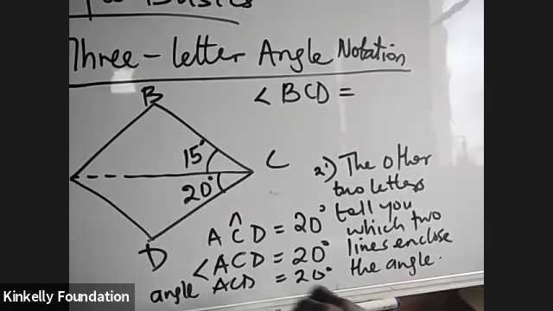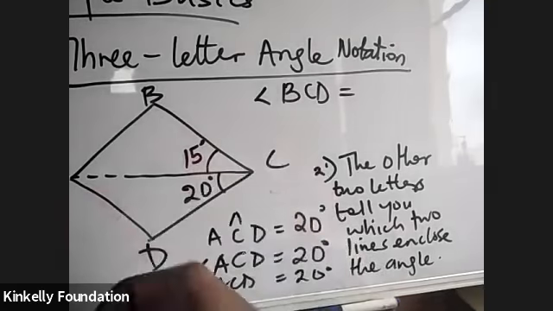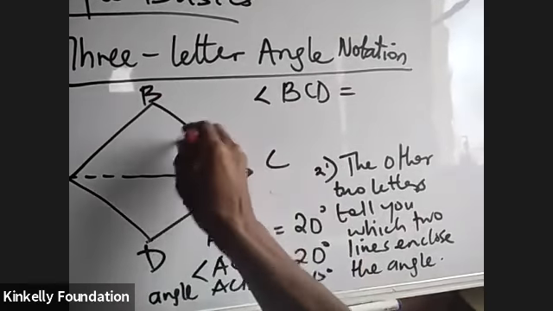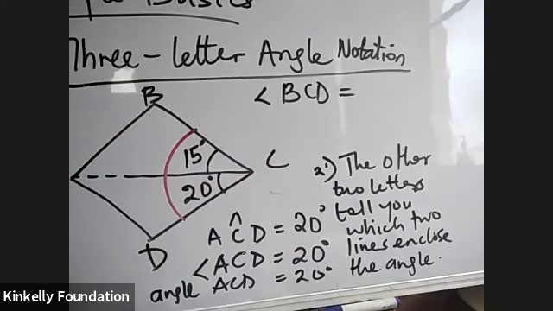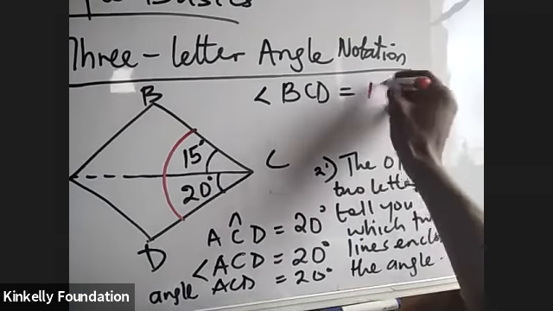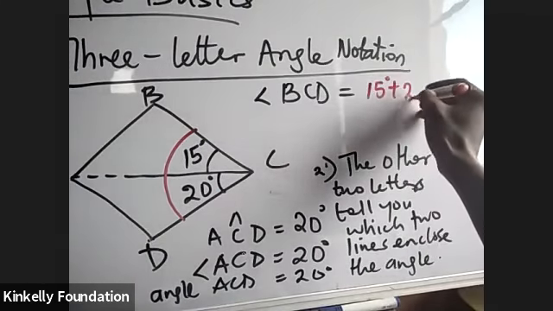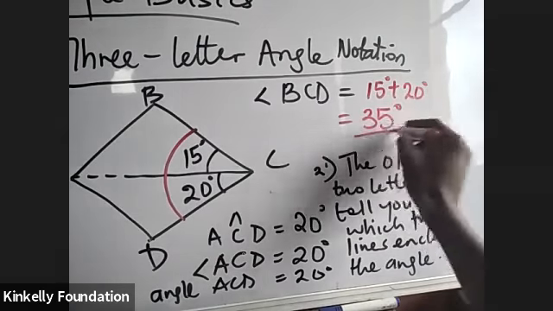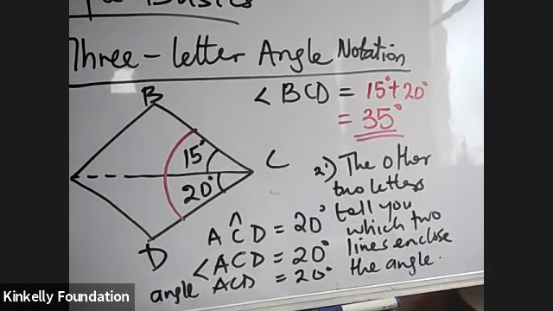Now, we see that angle BCD is the whole of this angle, which is what? 15 degrees plus what? 20 degrees to give us what? 35 degrees. Good.